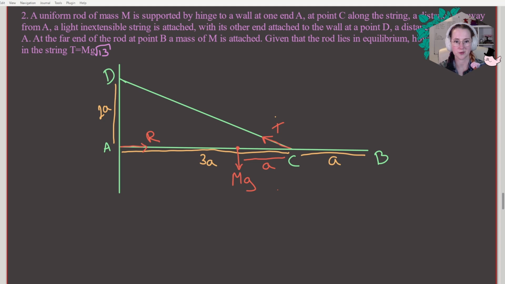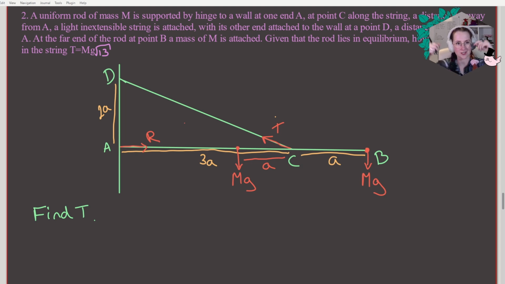So this is what we have to work with. The question is find T. We have two forces. There is also a mass attached at the end, mg. So the mass at the end and the mass of the rod are the same, just to add a bit of confusion into the system.